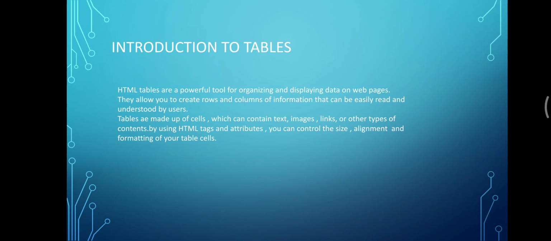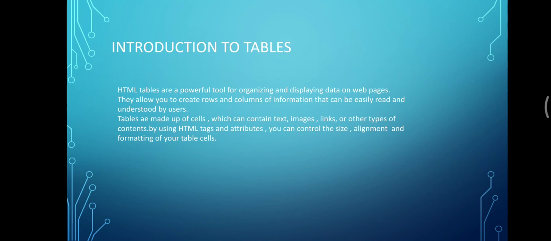HTML tables are powerful tools for organizing and displaying data on web pages. As I told, HTML is a powerful tool that can be used to design a table or organize content on web pages. Whatever you see on web pages, pictures or some content or anything, is managed or designed by HTML, and this is a beautiful tool that can be designed and organized as you want your web page front end. They allow you to create rows, columns, and information that can be easily read and understood by the users.